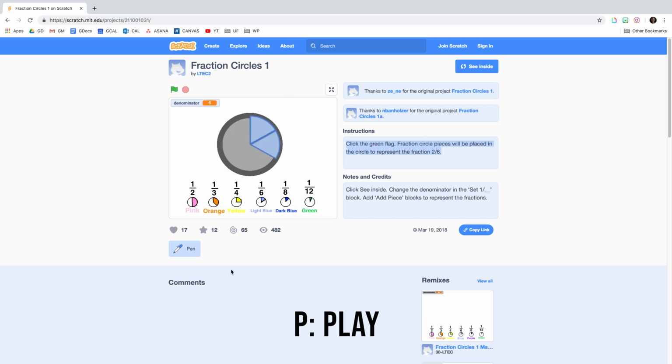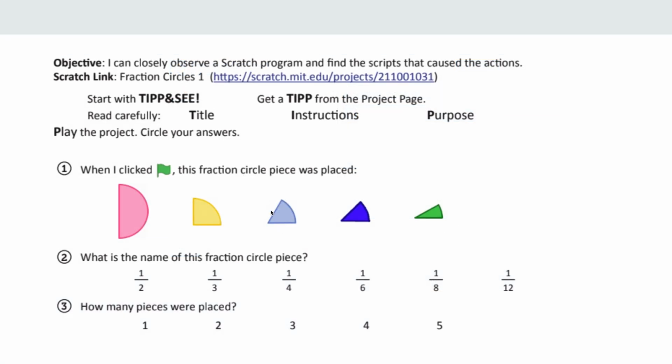After playing the project, I can see that two pieces of the circle got filled in to represent 2/6. Now that students have clicked on play, we can draw our attention back to the worksheet. The first question asks, when I clicked the green flag, this fraction circle piece was placed. Based on the Scratch project, the third option, the light blue piece of circle, is the correct answer.